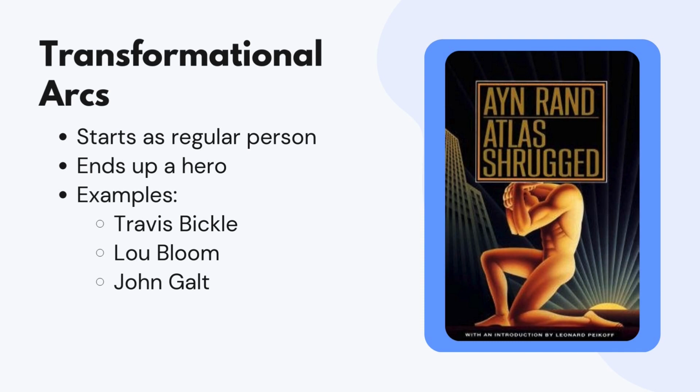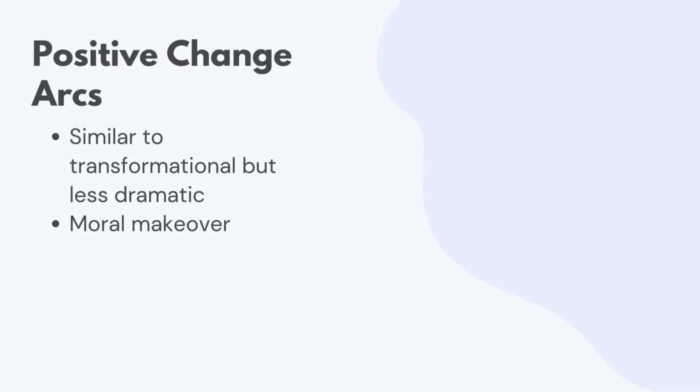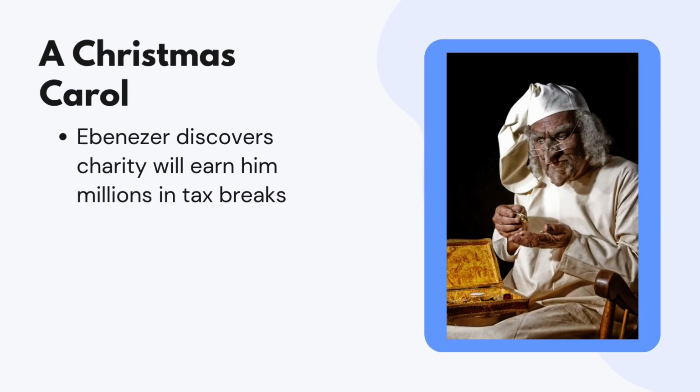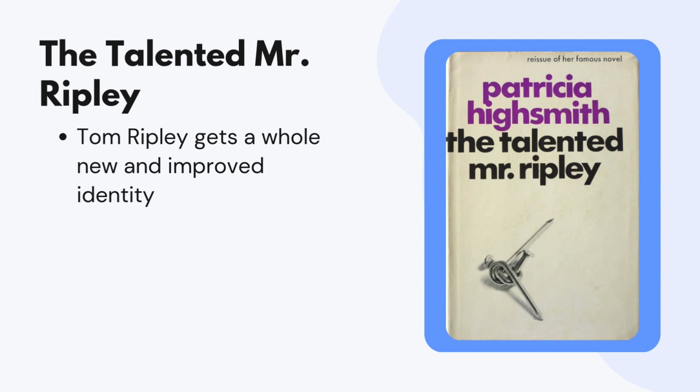men. Positive change arcs are similar to transformational arcs, but much less dramatic. Here, the character often changes their worldview from something negative into something positive. In A Christmas Carol, for example, Ebenezer Scrooge realizes charity will earn him the admiration and respect of tax collectors. In Patricia Highsmith's novels, Tom Ripley gets a completely new and improved identity.